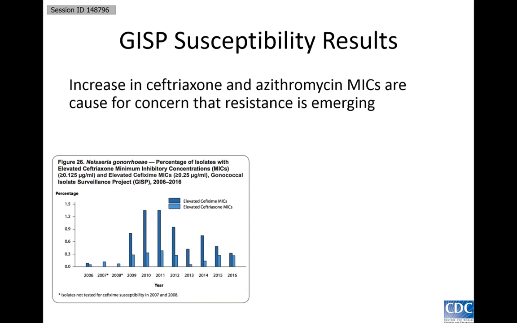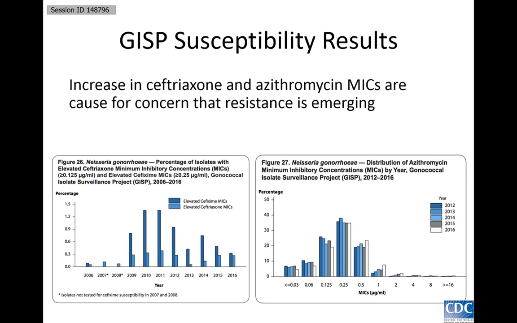In the past, from 2009 to 2011-12, there was an increase in the MIC of cefixime, and that is why the CDC removed cefixime as a first-line agent for the treatment of gonorrhea, because of this risk for resistance. So cefixime is no longer recommended as a first-line agent, and ceftriaxone still remains the first-line cephalosporin.